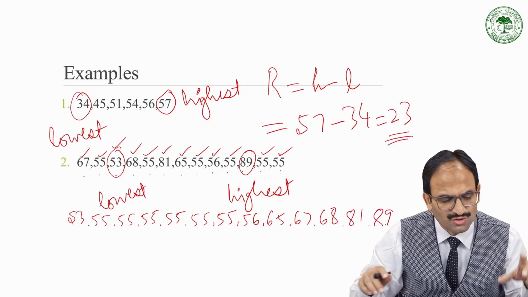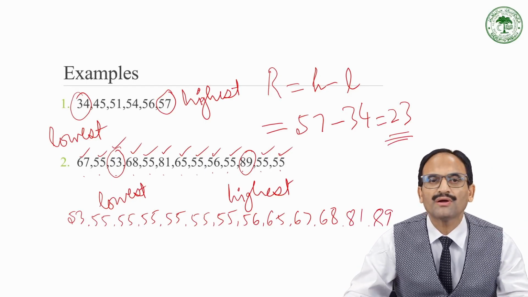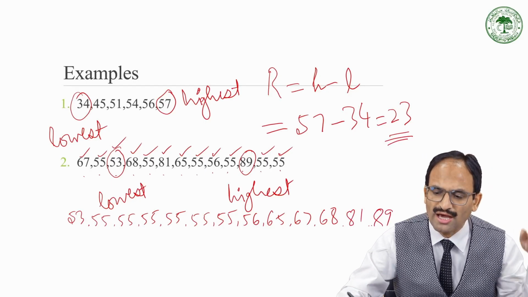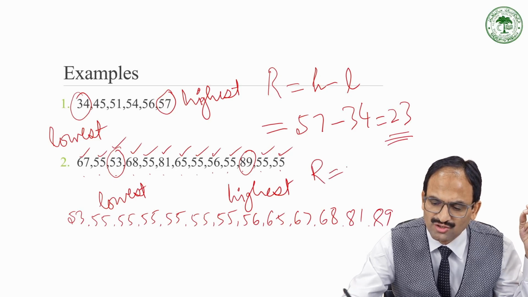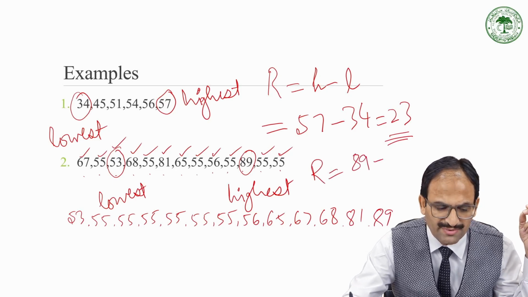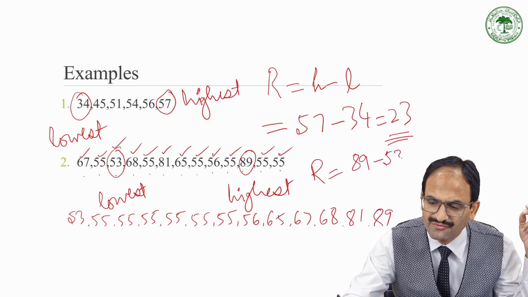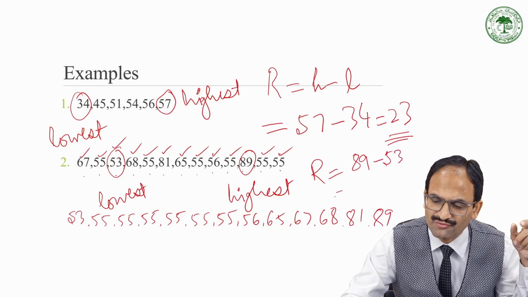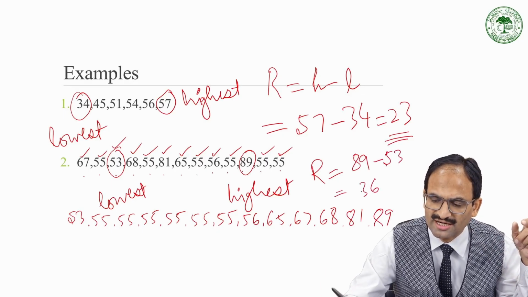So here you see 53 is the lowest score, 89 is the highest score, and in order to get the range, what will you do? You will subtract 53 from 89. So finally it will come to be 36.